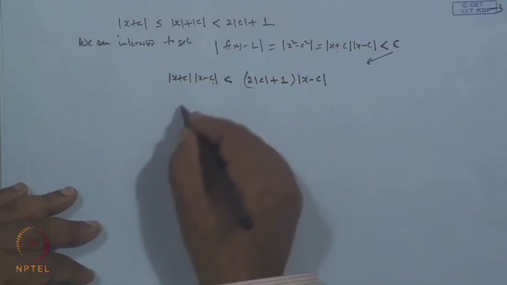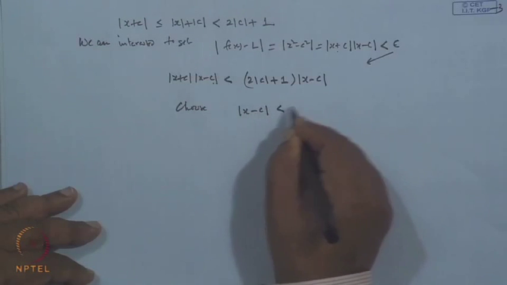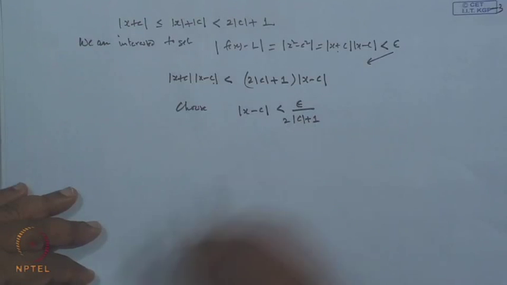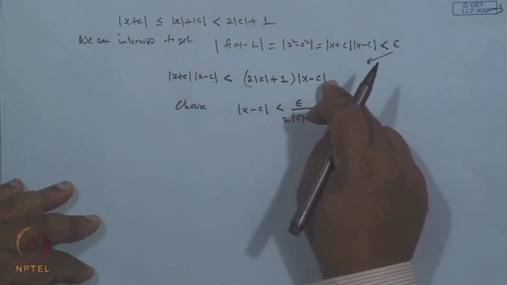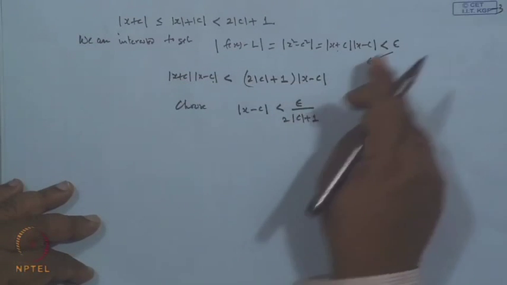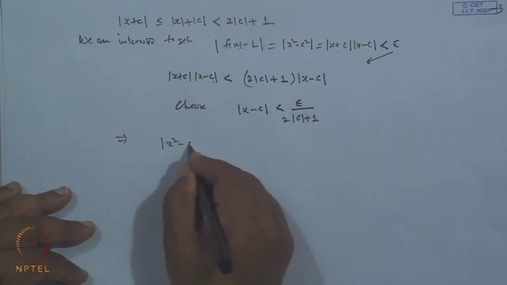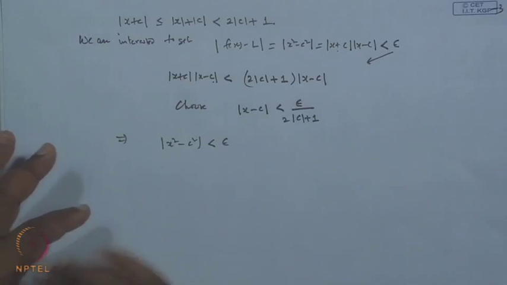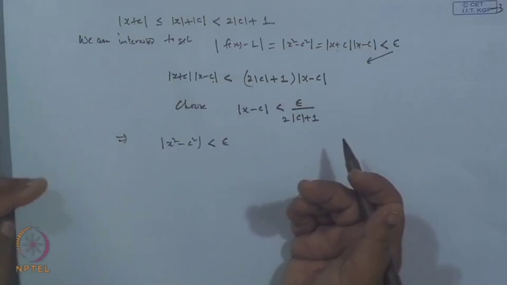So, if I choose mod x minus c to be less than epsilon over 2 times mod c plus 1, and then use this bound here, then what we get is this element less than epsilon. It means this will imply that mod of x squared minus c squared will remain less than epsilon. Is it right? So, that is f(x) minus L is less than epsilon, but what should be the delta?